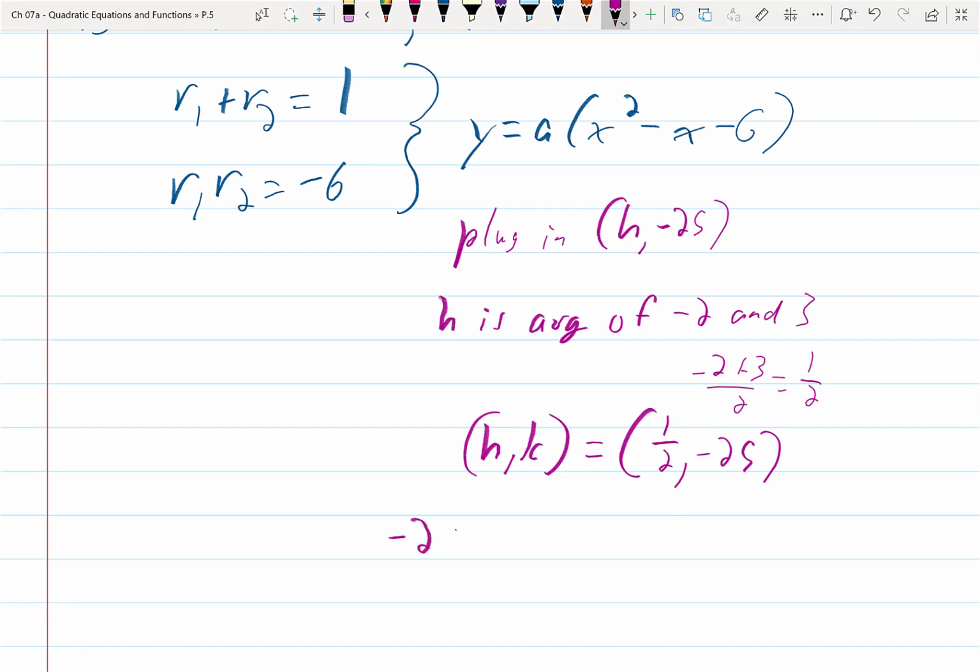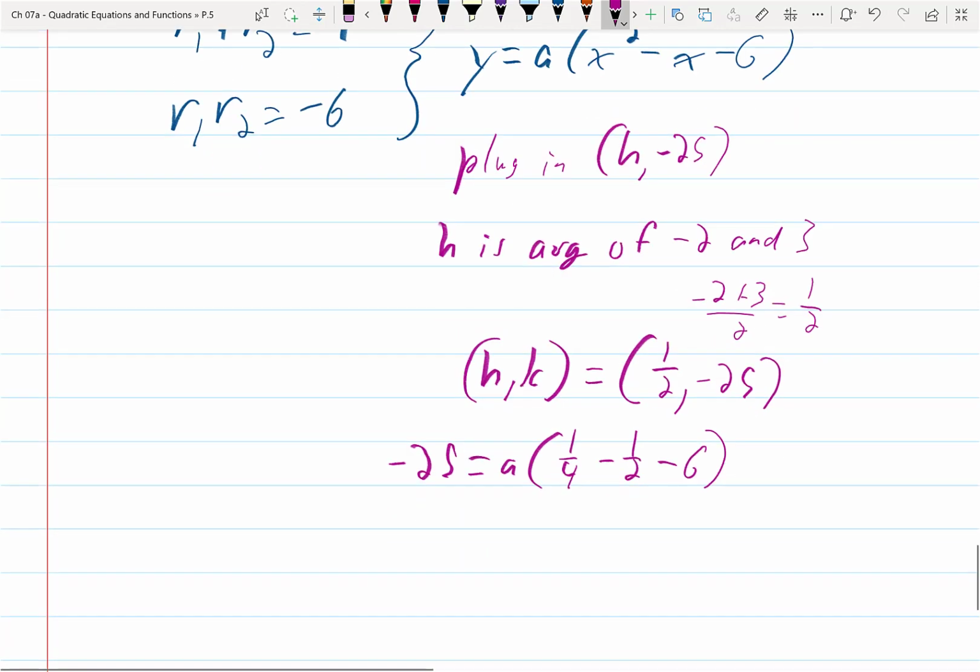Plug that in. Negative 25 is equal to a times (1/2 squared is 1/4, minus 1/2, minus 6). You can clear by multiplying both sides by a 4. Let's multiply the left and the right side by a 4. I get negative 100 is equal to a times (1 minus 2 minus 12).